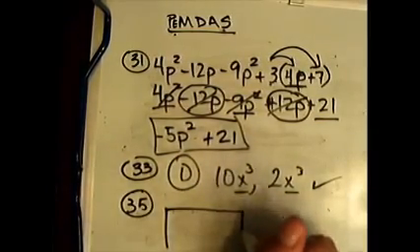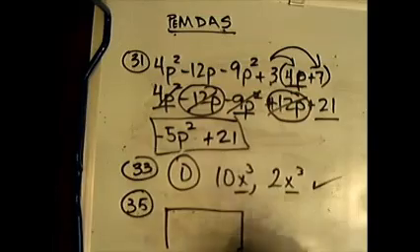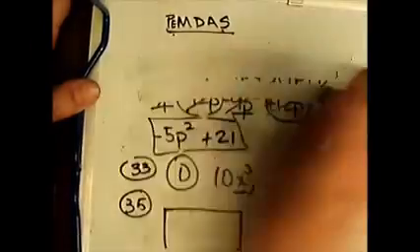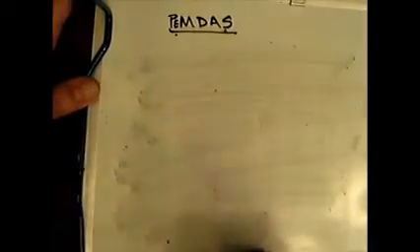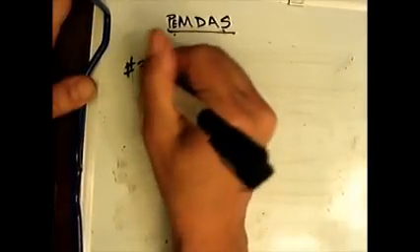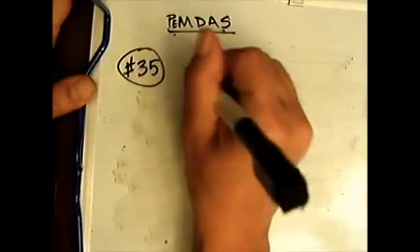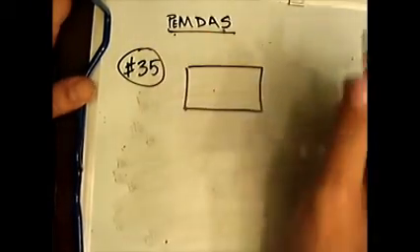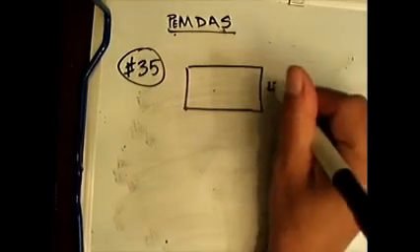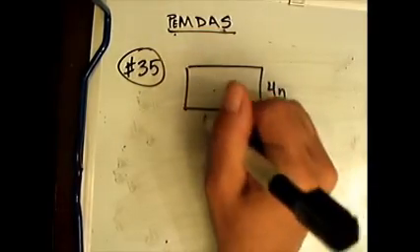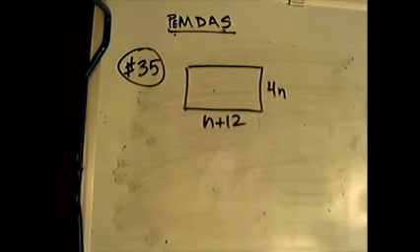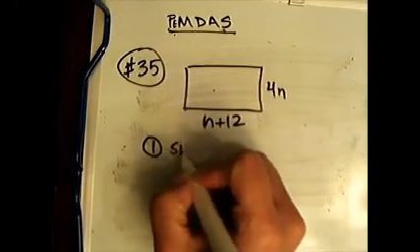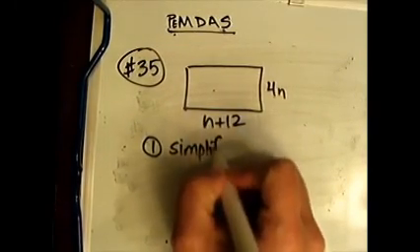So on number 35, you have a rectangle. Oh, I have to move up. Hold on. Number 35. You have a rectangle. And then it says here that this is 4n and this is n plus 12. And your directions are to write a simplified expression for the perimeter of the figure. So let's do that first. Our simplified expression.